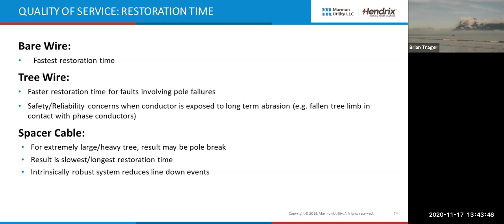Restoration time, well, bare wire is one up on this. Bare wire is the fastest restoration time, so kudos there. Tree wire has a faster restoration time for faults involving pole failures. Spacer cable is going to take longer than the other two, but we're using spacer cable because it is intrinsically robust and is going to reduce the number of line down events.